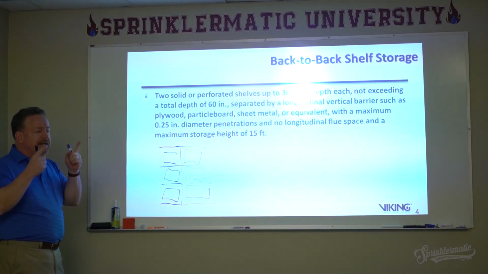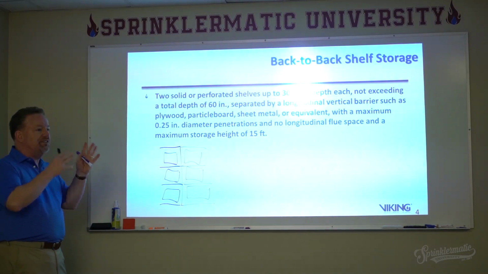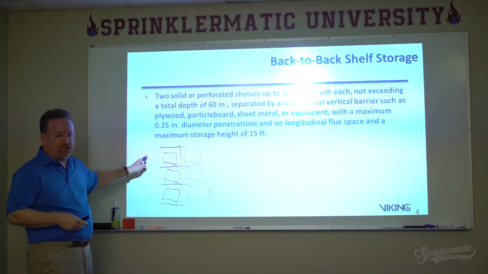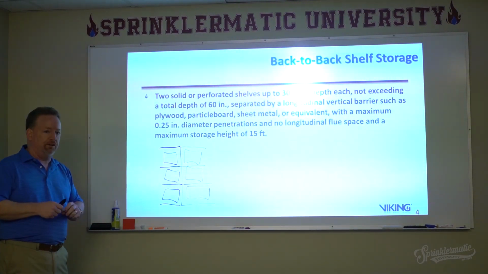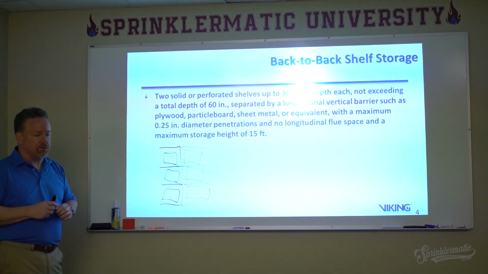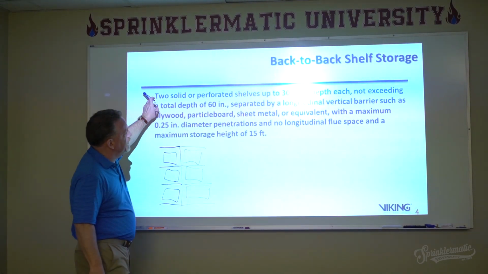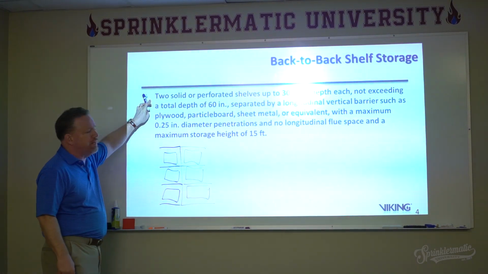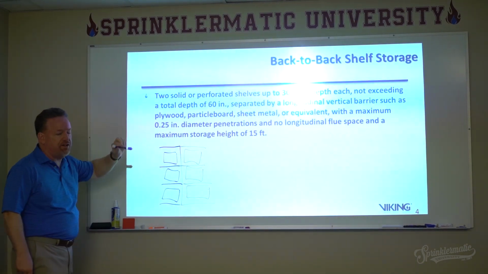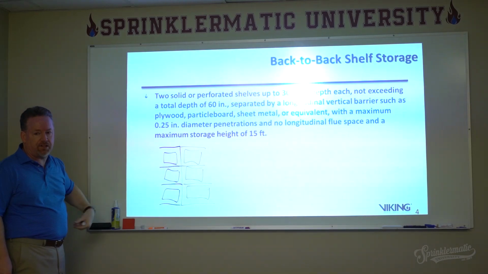All right? Think about grocery stores, to begin with. Classic examples of back-to-back shelf storage. Aisle 3 and aisle 4 are the opposite sides of back-to-back shelf storage. All right? Two solid or perforated shelves up to 30 inches in depth each. So what we basically have here are the limitations placed on back-to-back shelf storage.